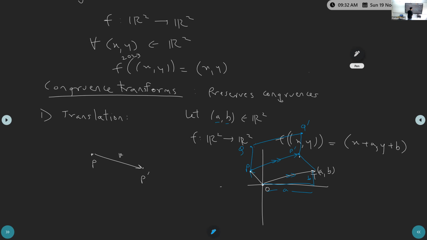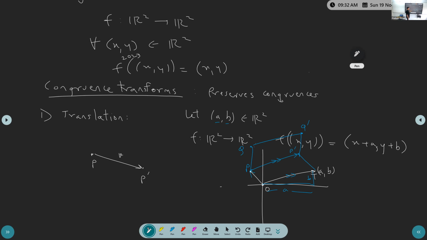So every point in the plane will go to a new position. You can imagine that I pick up the whole plane and move the entire plane to the new position. So all the objects will go in that way. Okay. And now do you see why this is called a congruence transform?